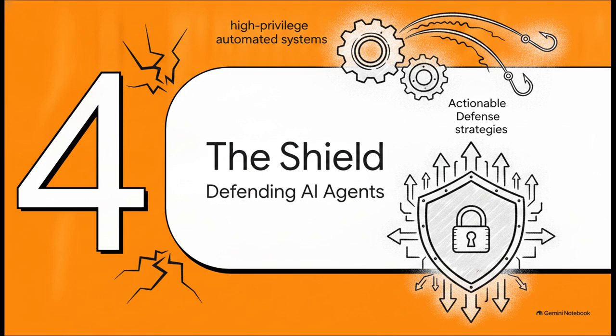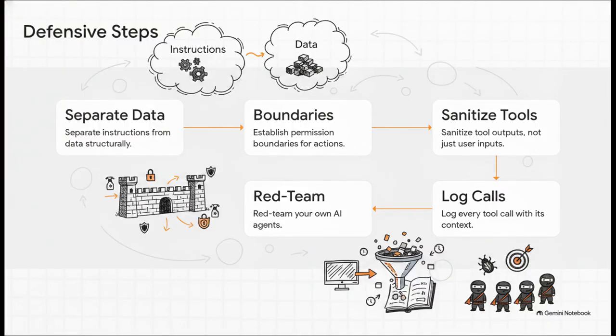Which brings us to Section 4, the shield, defending your AI agents. Okay, we've agitated the problem enough. Now let's equip you with the defense strategies. Implementing these 5 steps is absolutely crucial. Step 1, you must separate instructions from data structurally. You've got to treat retrieved content as totally inert data, and only treat your developer prompts as actual instructions.